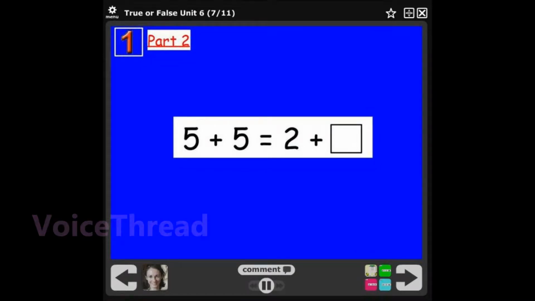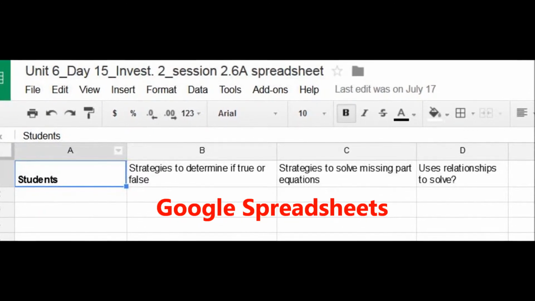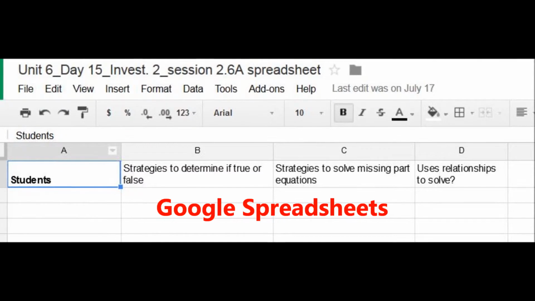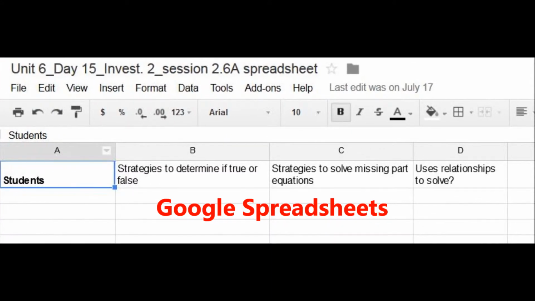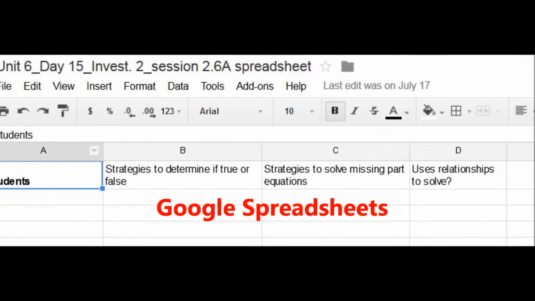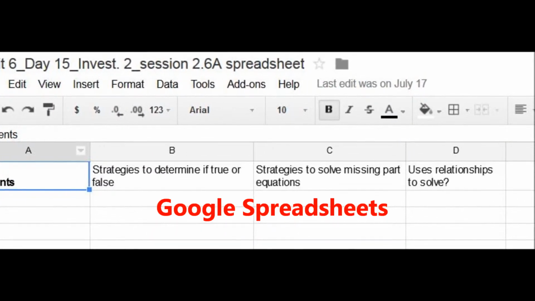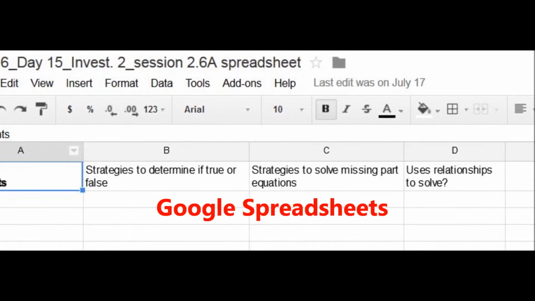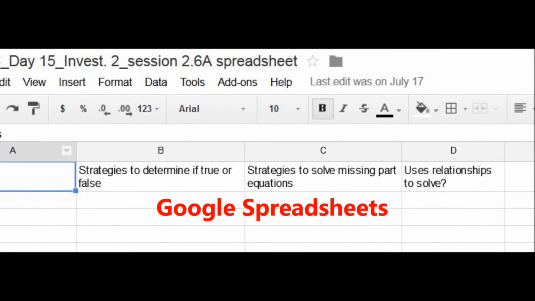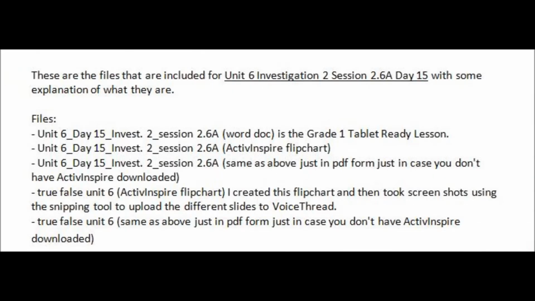As the students are working, the teacher can use his or her tablet to record observations using a Google spreadsheet. Each lesson has a corresponding spreadsheet. This spreadsheet has 3 components the teacher is observing. Using Google spreadsheets is beneficial because the teacher's notes are automatically saved and available at school or at home for conferences and report card comments. These files are housed in Dropbox, so I included an explanation sheet so teachers knew what the documents were.